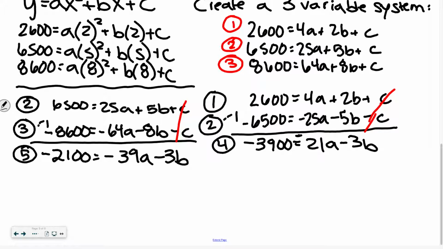Okay. Now which variable are we going to eliminate? B. Yeah. In mine, I'll have to multiply one of my 4 or 5s by a negative, so I'll do 5 times the negative.